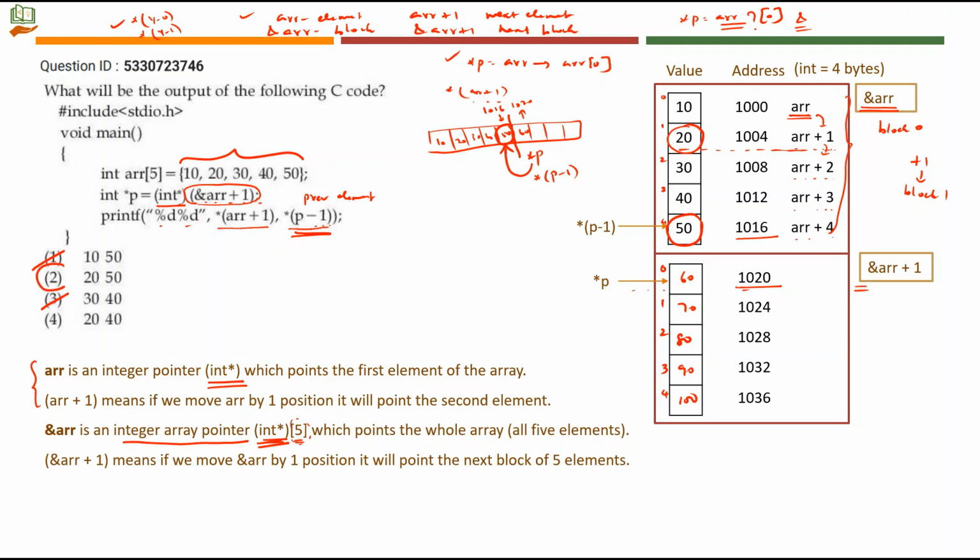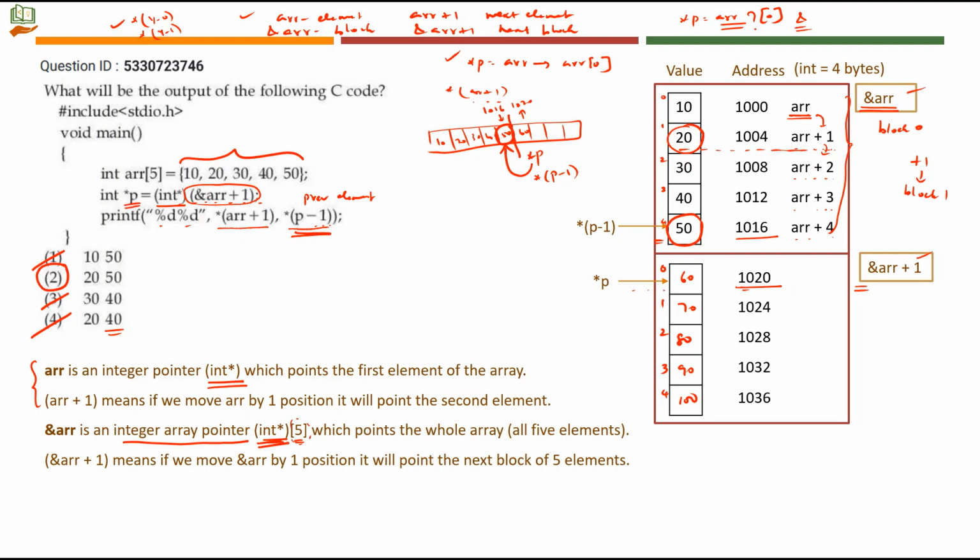Option number 2 will be the right answer. Option 4 is wrong again. So if you take this to be the pointer, the previous element you can take as 40. So you might make a mistake there. That's why they have even included this option.